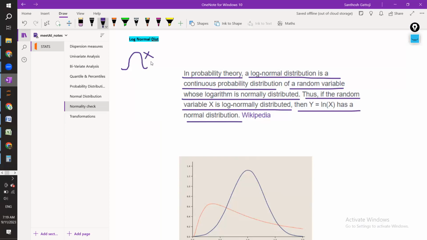Whatever x you are having, let's say the data set is x, this x is not normally distributed, but the logarithm is normally distributed. That means log of x, when you do log of x, this is normally distributed. Getting?